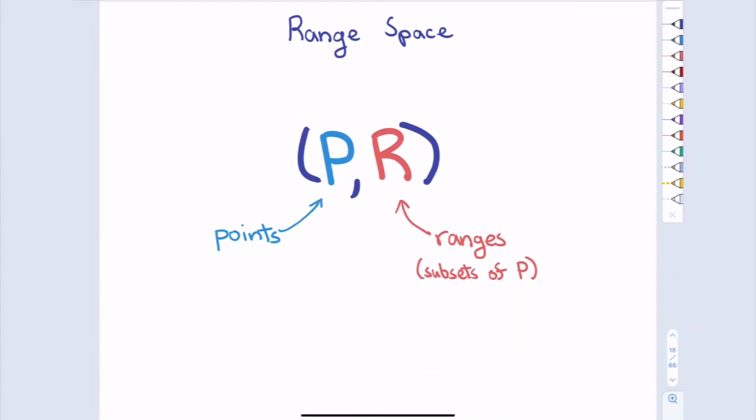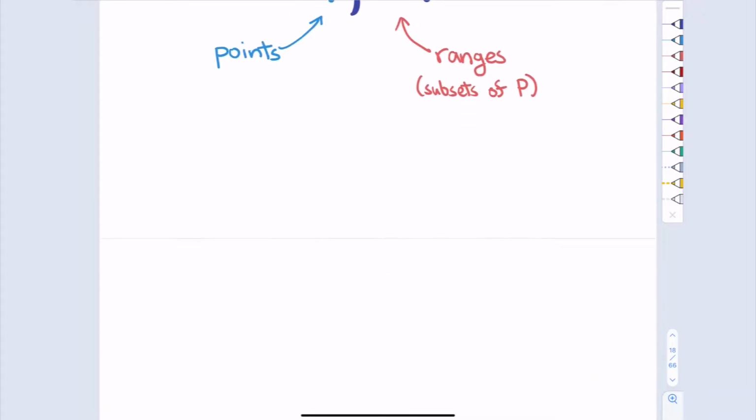A lot of geometric problems in computational geometry are set up in this sort of range space framework, where you are defined by two families. One is the set of points, and the other is the set of ranges, or shapes in your space that are covering points. All right, so some basic examples.